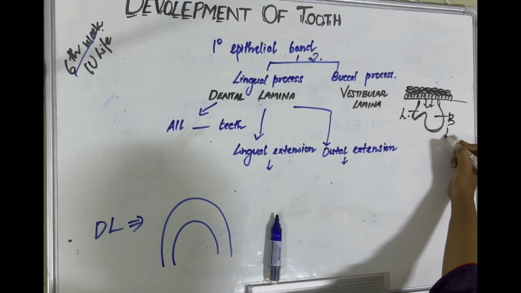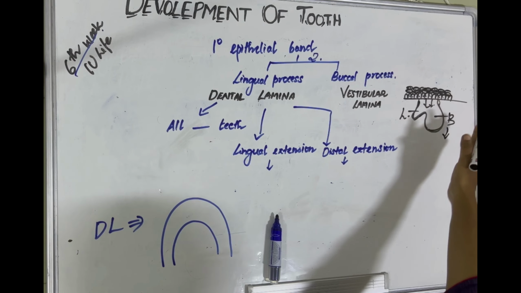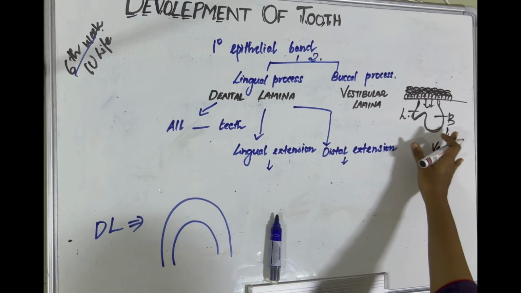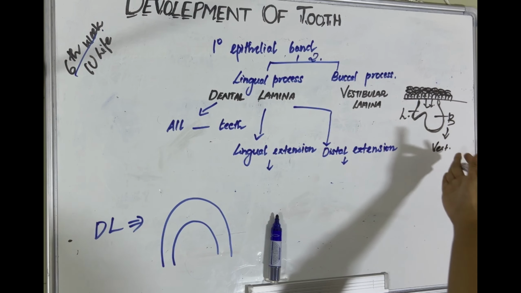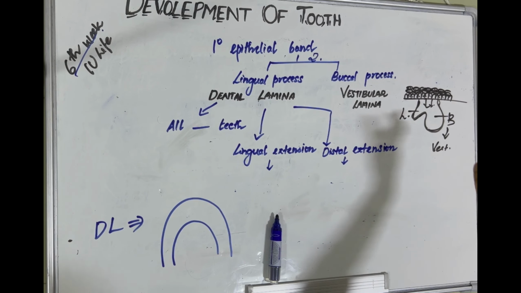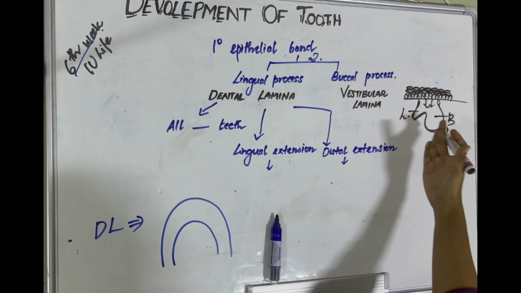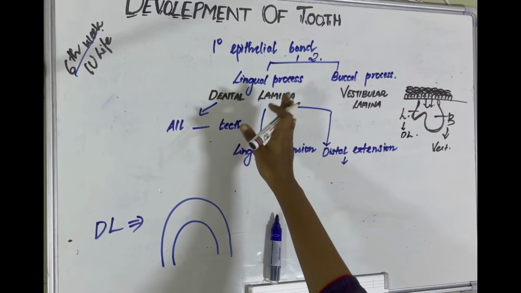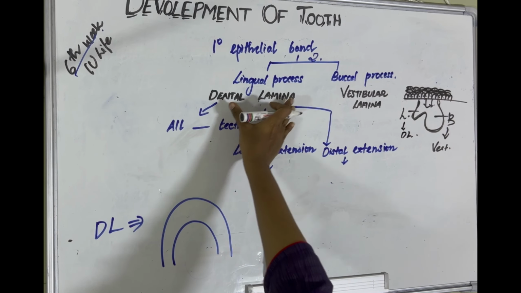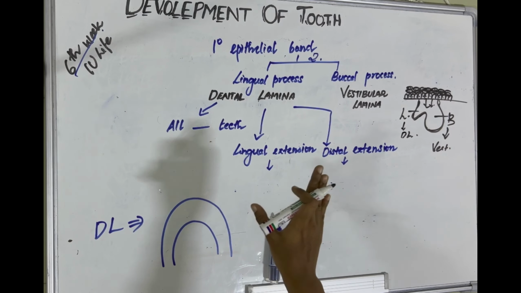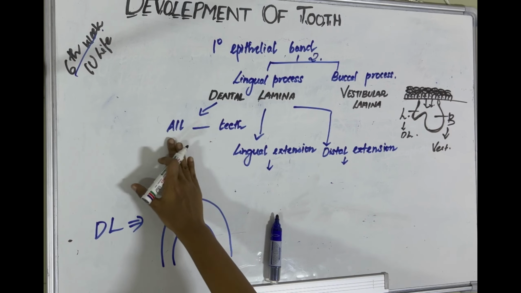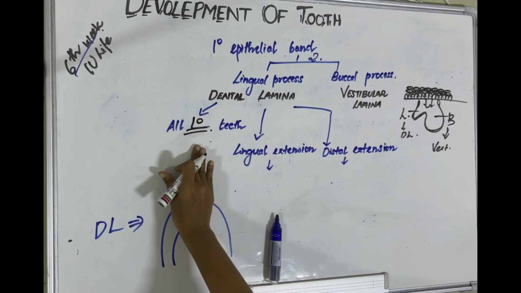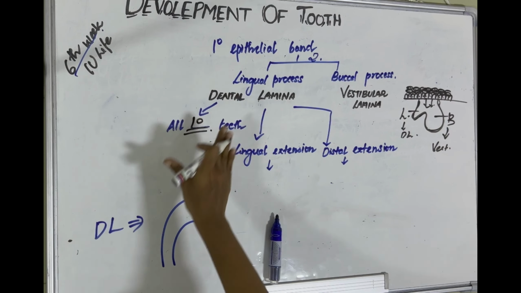The buccal process will form into what is called the vestibular lamina. So this is the one which forms the vestibule. Now for the tooth, what we need is a lingual process which forms the dental lamina, and this is the one which is used in the formation of tooth. So the dental lamina will give rise to all the primary tooth. All the deciduous tooth will be forming from the dental lamina.